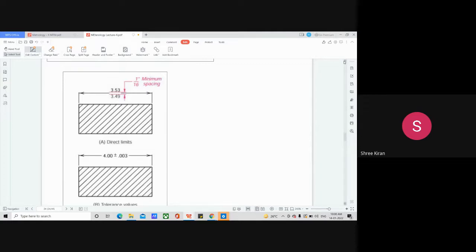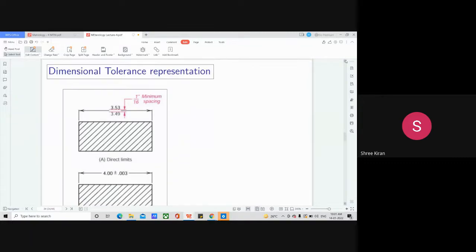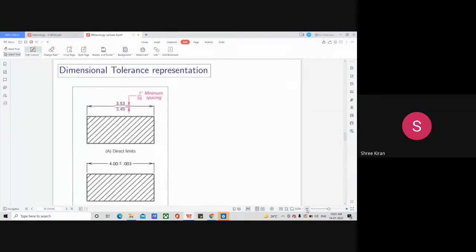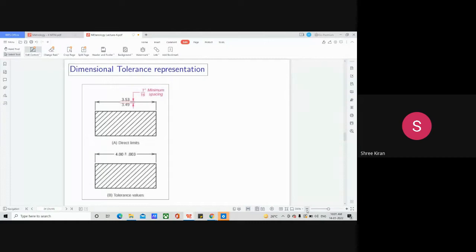Everyone just draw this figure, it is a simple figure, right? Just draw it. I'll give you 2 minutes of time. You can write the name as dimensional tolerance representation itself. Okay, just draw the figure.